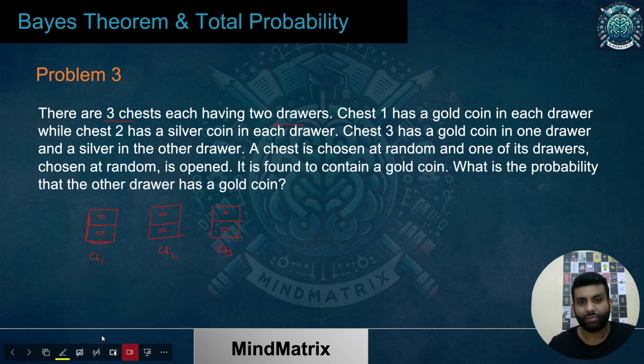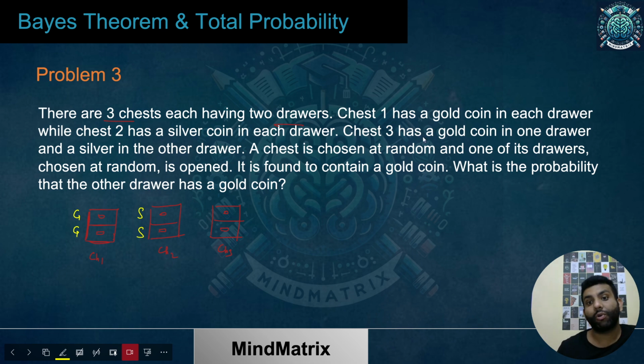Now chest 1 has a gold coin in each of the drawers. That means this also has a gold coin, this also has a gold coin. So now we are sure that in both of these you have a gold coin, while chest 2 has a silver coin in each drawer. So that means a silver coin in this one, a silver coin in this one, on both the drawers of chest 2.